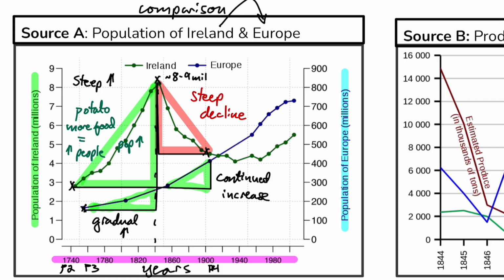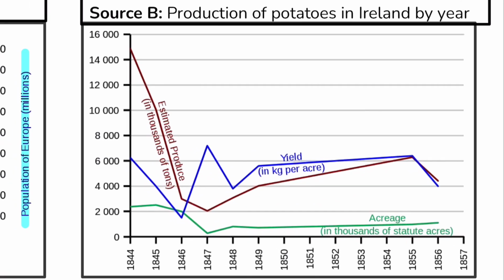Now let's look at source B, the production of potatoes in Ireland by year. Like with the last chart, we have an x-axis of years, and our y-axis here is the estimated production in thousands of tons, so a ton of food, okay, starting in 1844. And we have the yield, how many actual potatoes survived to be harvested. So we have expected versus actual. And then how much land was used for farming potatoes in Ireland.